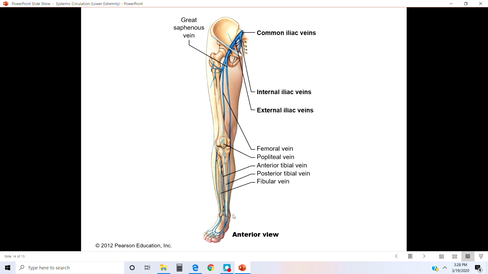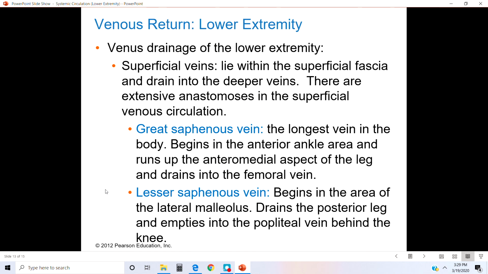So watch this, longest vein in the body. It starts way down here by the ankle, and see this light blue vein? Look at this, right up all the way up here, and then it's going to dump into the femoral vein way up here. So look at the size of this thing. Long vein, right? So this is one vein they always try to preserve so they can use it for cardiac surgery. The second vein is called the lesser or the small saphenous vein.